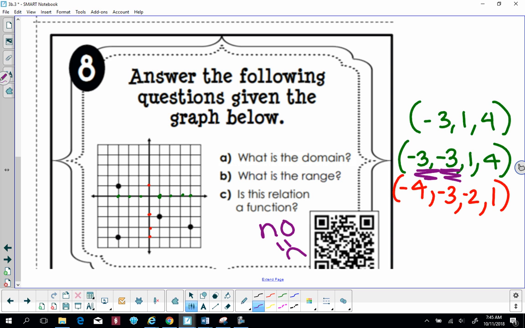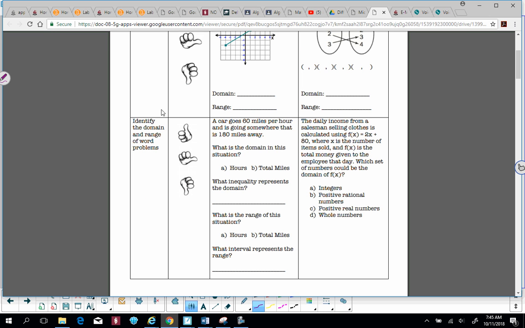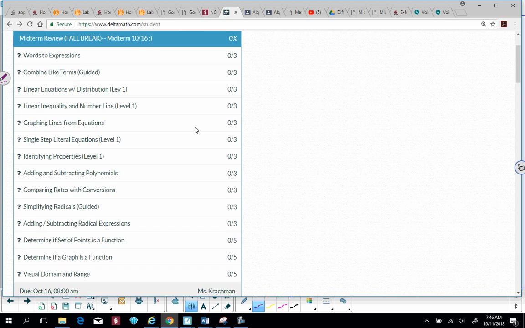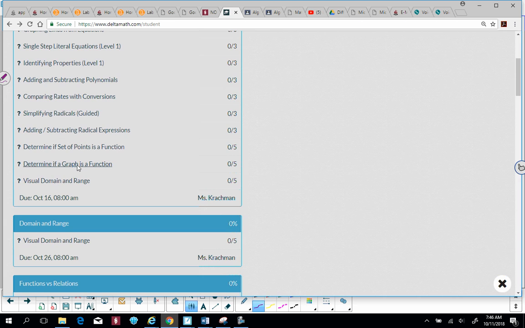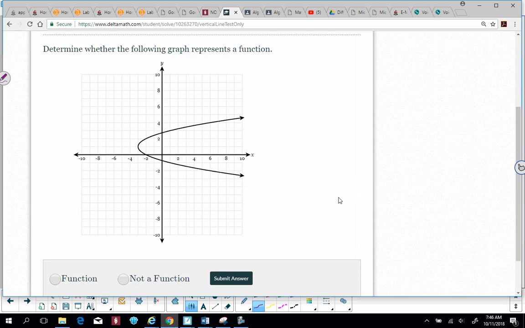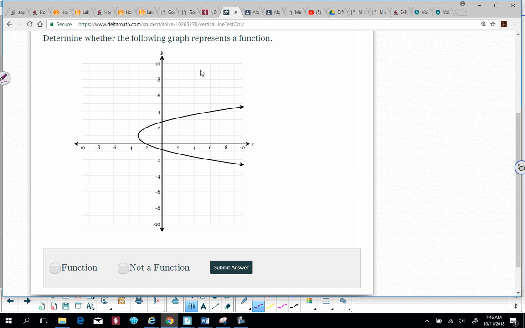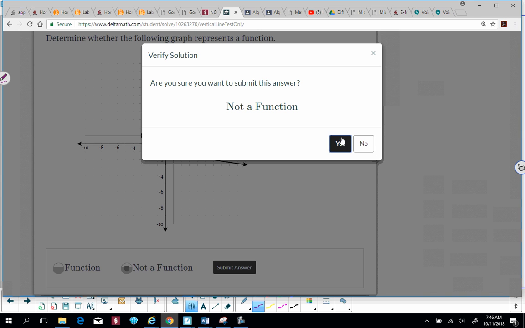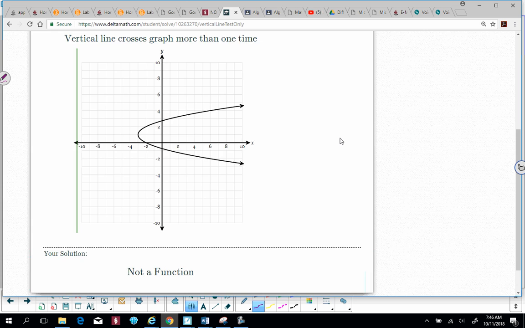Okay, we'll do one more before I give you guys practice. The Delta Math is pretty easy. I'll show you real quick, it looks like this. And it's part of that midterm review. So right here, it's these two. This one's just say if the graph is a function, it's literally multiple choice. So if I put a line through this, see how it hits twice? Is it a function? No. That's all the first one is.